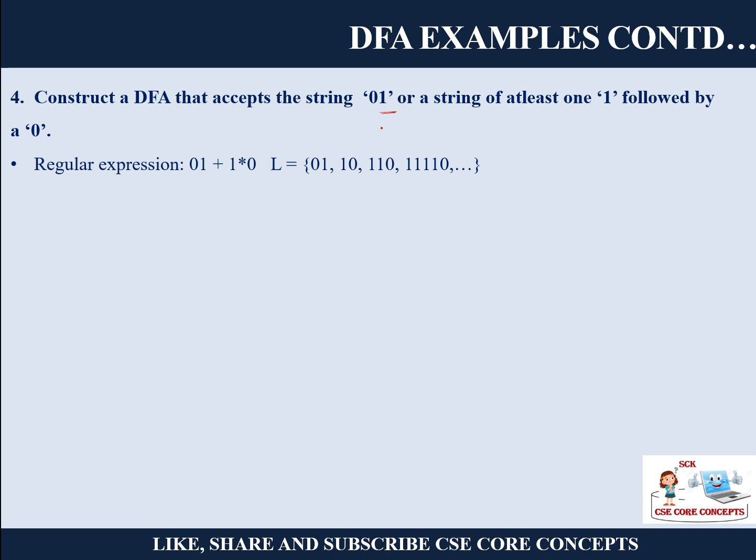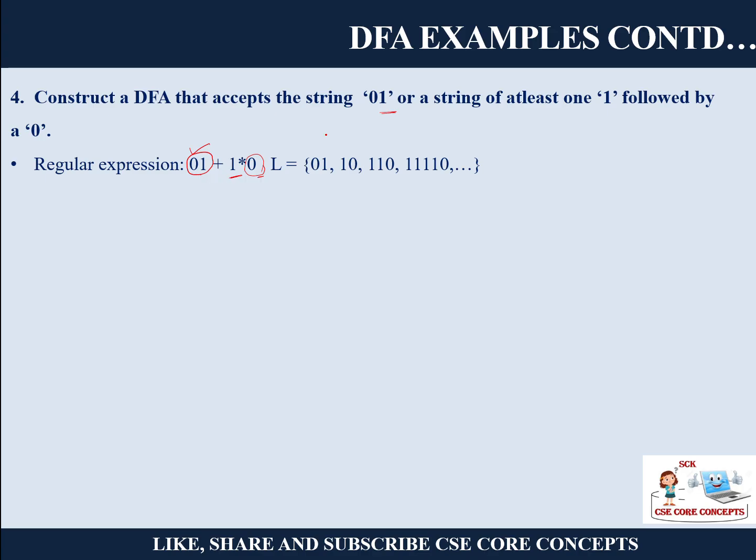Next, construct a DFA that accepts the string 01 or a string of 1 followed by a 0. So it can accept two types of strings. The first string is that it should accept a string called 01. Either it will accept the string 01 or it will accept a string which has at least one 1 followed by 0. The follow should be only 10, but there can be any number of ones, but at least one 1 should be there.